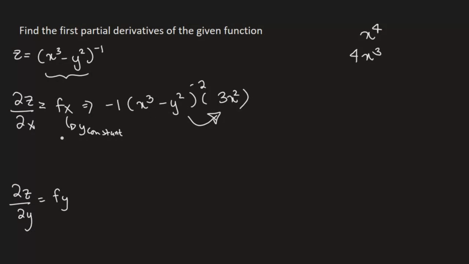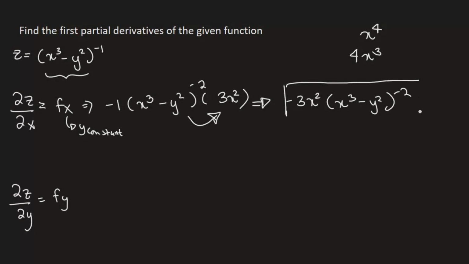To take the derivative of this function, I just have to consider the fact that I'm taking the derivative with respect to x and treating y as a constant. So this x cubed is like taking the simple derivative, 3x squared, and this negative y squared is going to be 0 since we're treating y as a constant. If you simplify this a little bit, it's negative 3x squared times (x cubed minus y squared) to the power of negative 2. So this is the answer for f of x.